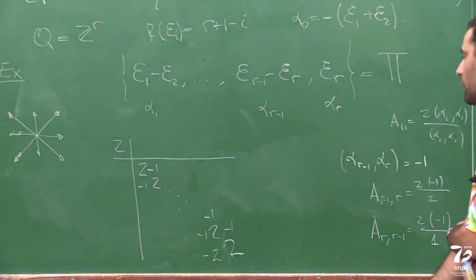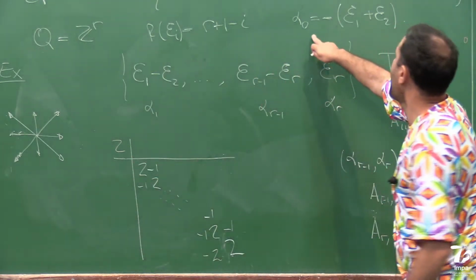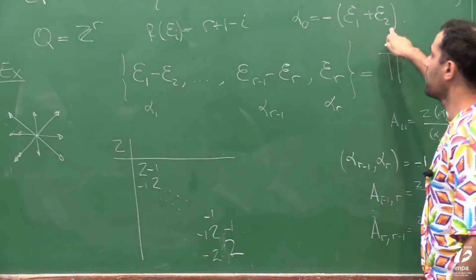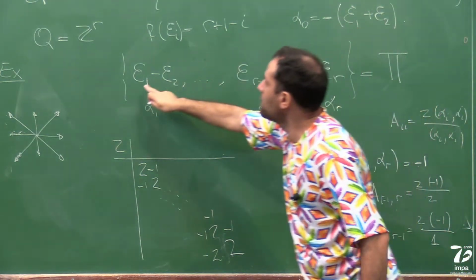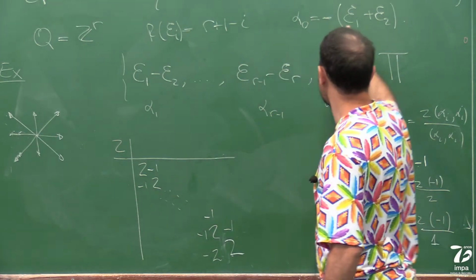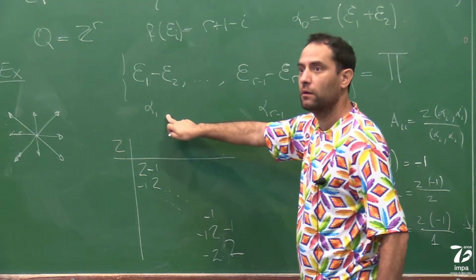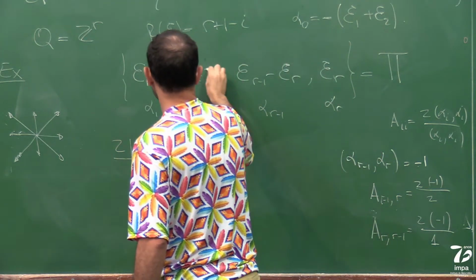Okay? So this is how this guy looks. Now let's look at alpha 0. So alpha 0, which is this thing, has a non-trivial inner product. Well, I see an epsilon 1 here, but unfortunately I also see a minus epsilon 2 here. So alpha 0 is perpendicular to alpha 1. Okay. But alpha 2 has an epsilon 2 minus epsilon 3.